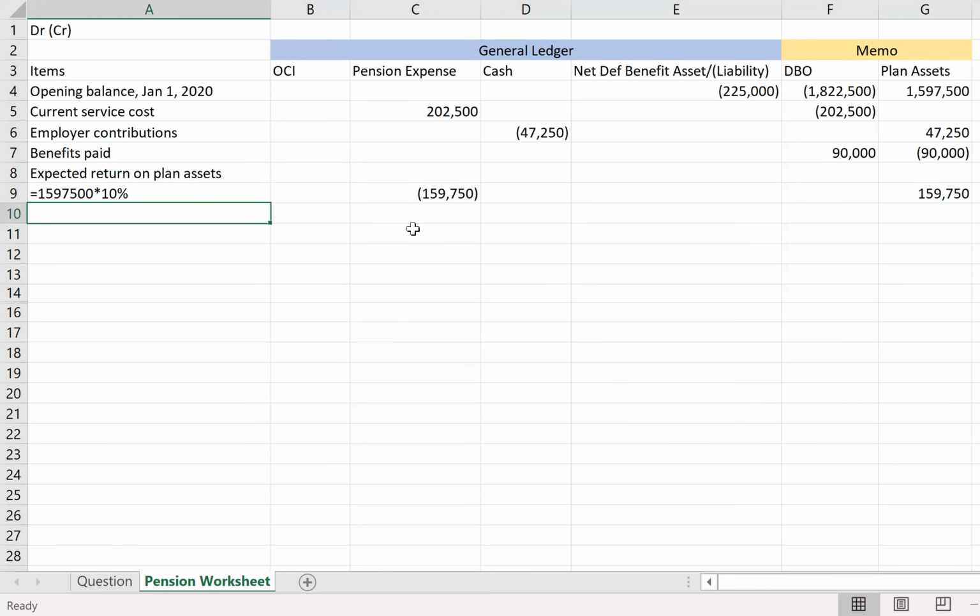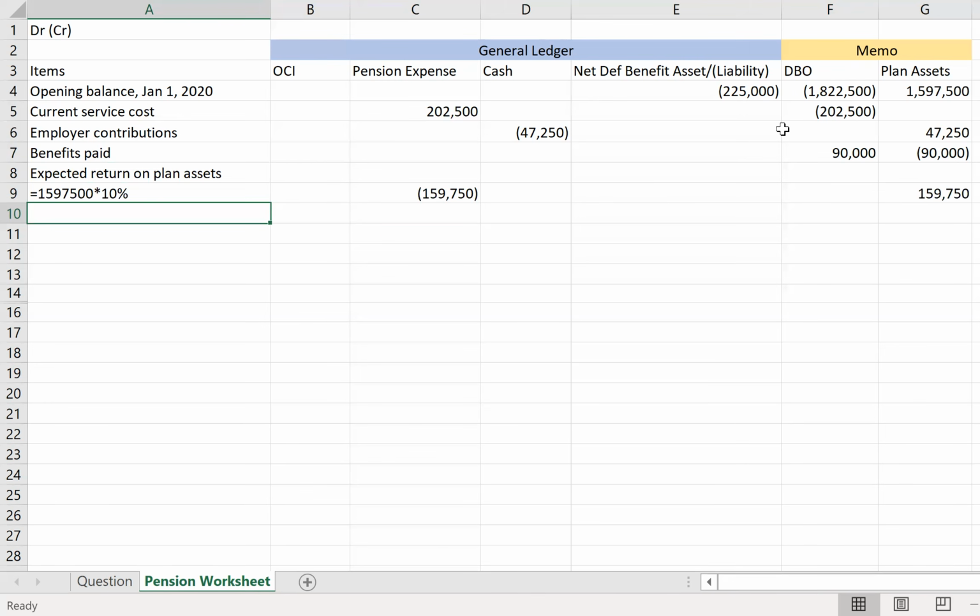Now, in addition to the expected return on plan assets, we also have to take into account the interest expense on the DBO. Why do we have interest expense on the defined benefit obligation? Well, we know the defined benefit obligation represents the future stream of payments that we owe under the plan. It's a liability, but the liability has been present valued.